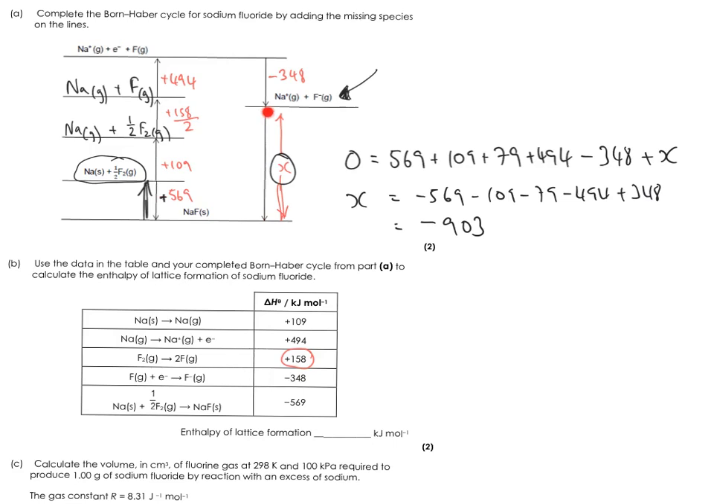Now it's worthwhile just checking that your sign matches the direction of the arrow. So we're trying to work out the lattice formation enthalpy with the arrow going down. If the arrow's going down, it's going to be a negative enthalpy change, and that's what we've got here, so that's likely to be correct. So it's minus 903 for the answer there.